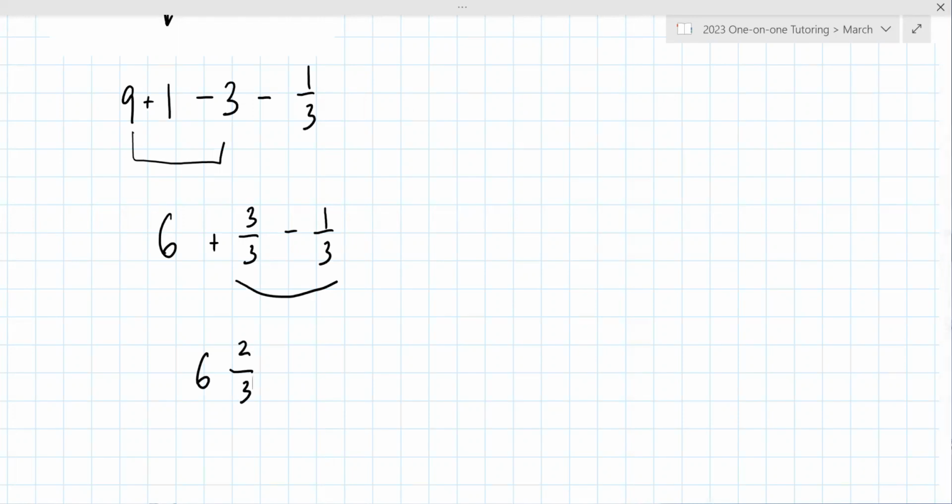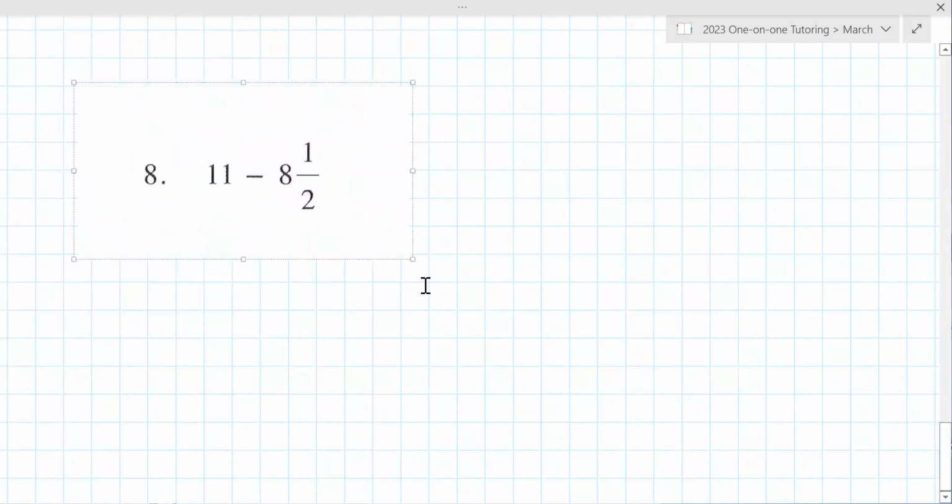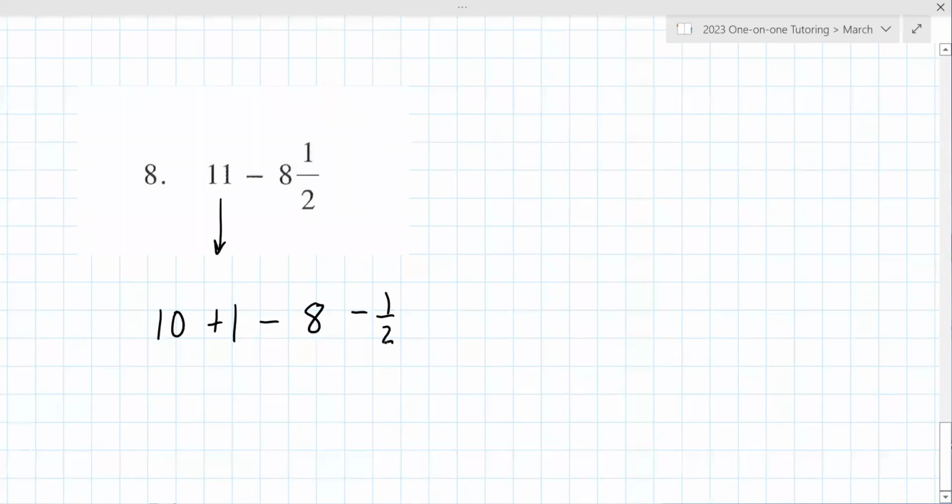Any questions on that before we move on to 8? These are the ones we should have been doing the other day. They're kind of the starter problems. The other ones got a little bit more involved here. So you take the first one, you split it apart. 10 plus 1, always go down by 1, minus 8, minus 1/2. Why don't you try it from here? See if you have any questions for me along the way. It's almost the same as the last one.